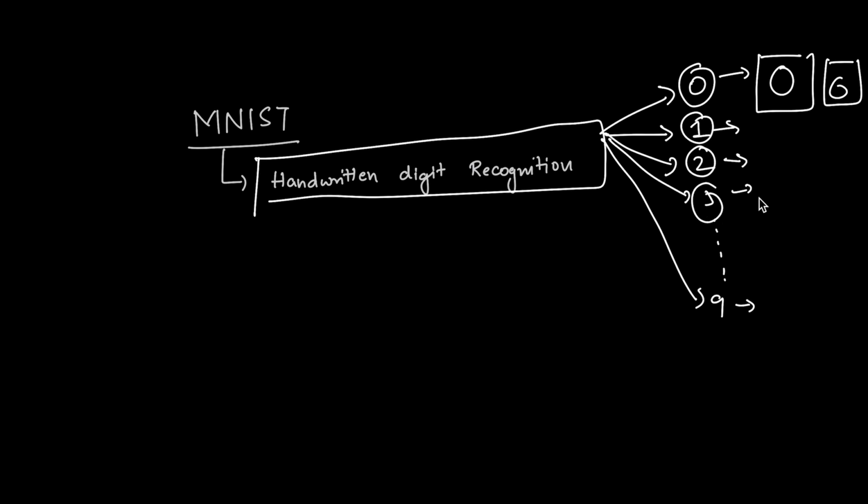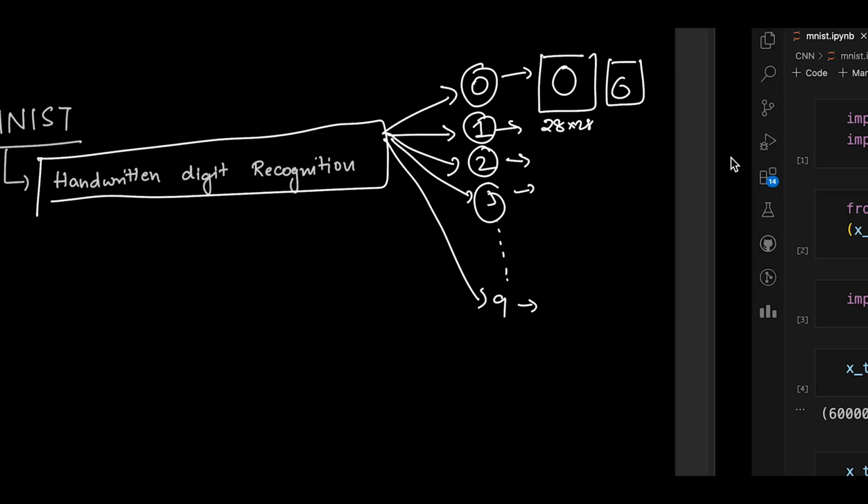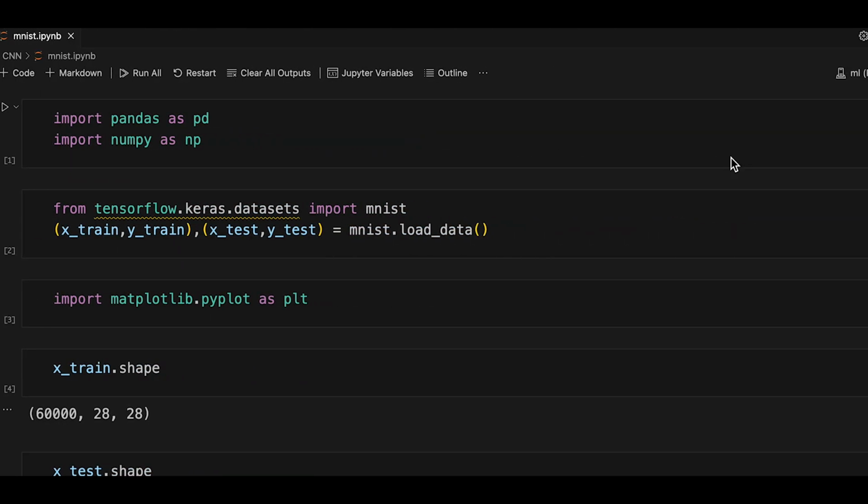And the input image will be of shape 28 cross 28. So this is about the dataset that we are having. Now let's check the code, and see how we are loading the data, how we are pre-processing it, and finally building a CNN model for it.